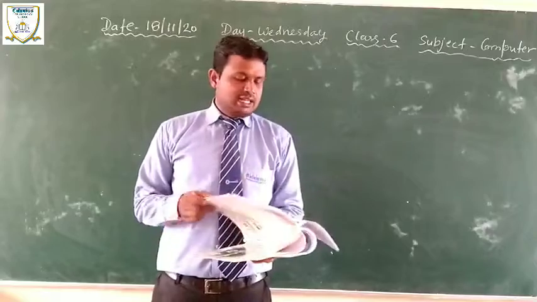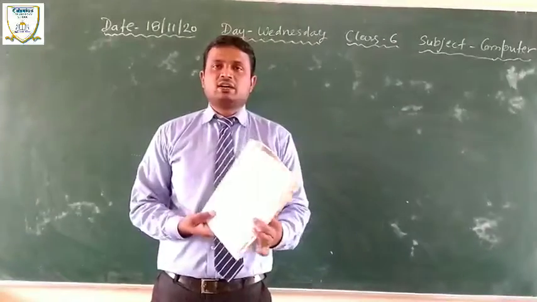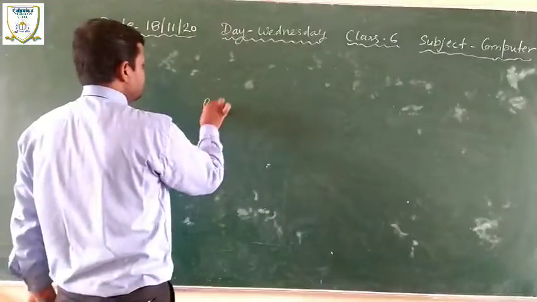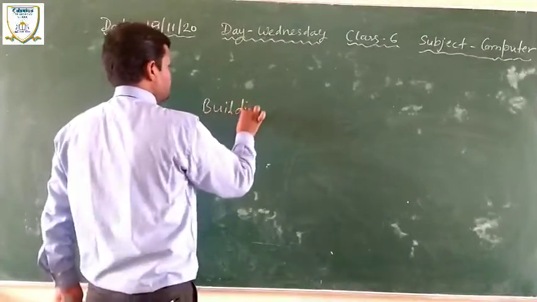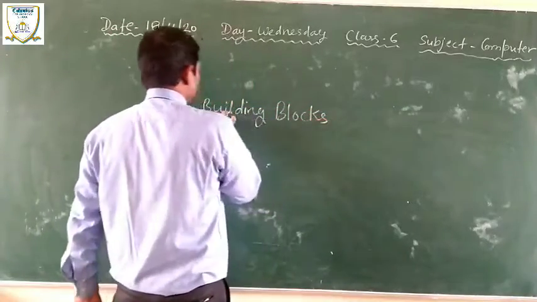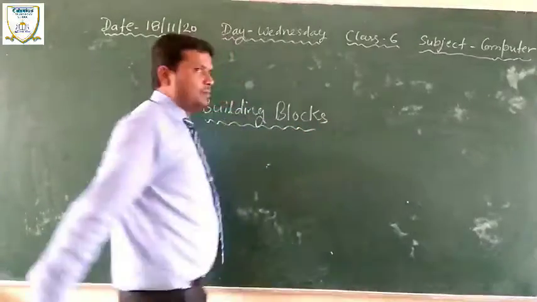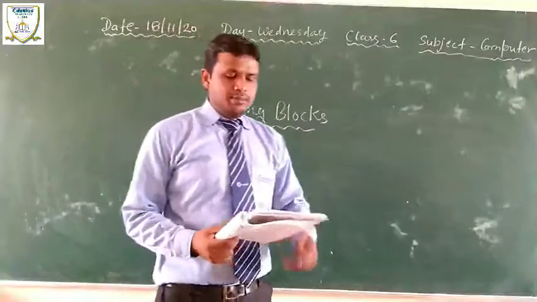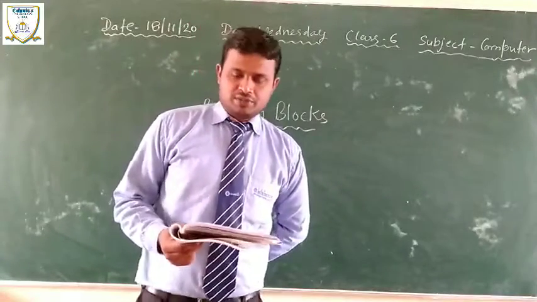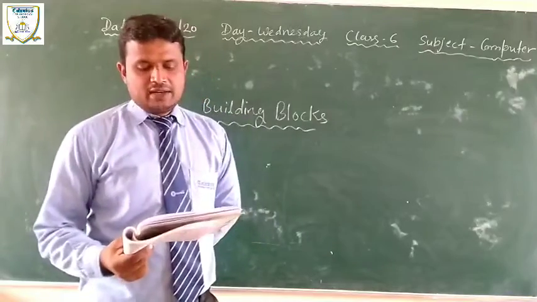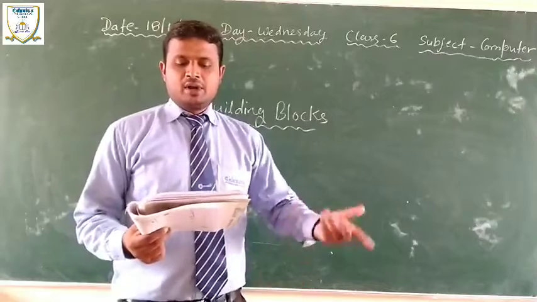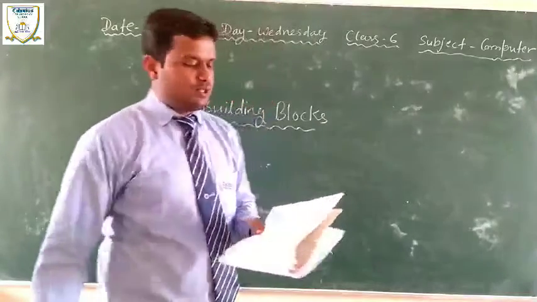Now the second is building blocks. The second option is building blocks. In the building blocks, what are building blocks? Building blocks are reusable objects in Publisher 2013. These building blocks can be a combination of text, graphics, shapes and other building blocks.